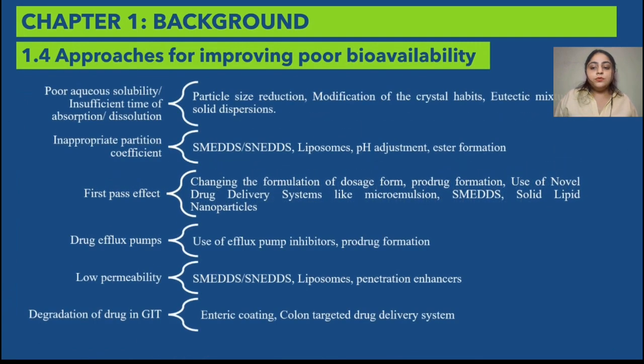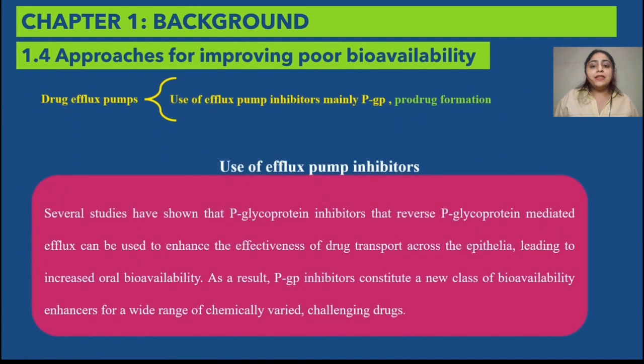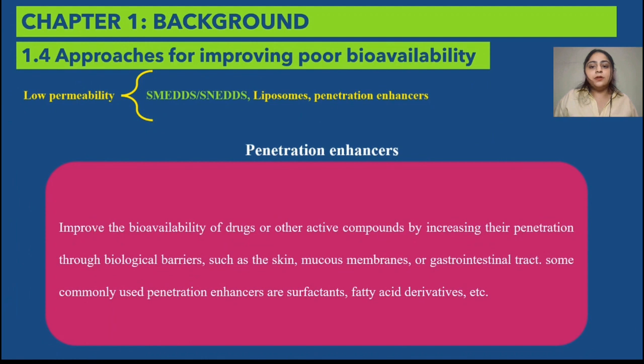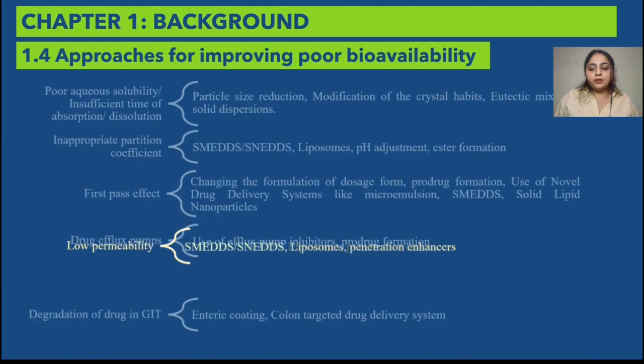Now we move on to drug efflux pumps. Many drug efflux inhibitors can be used to inhibit these pumps and increase the bioavailability, as we know that these pumps efflux out the drug, and we don't want our drug to be effluxed out. So what we do is inhibit pumps like P-gp by giving P-gp inhibitors, so the bioavailability of the drug can be enhanced. Then we can use prodrugs, as we have discussed earlier. Low permeability problems can be solved by SMEDDS and SNEDDS, liposomes, and penetration enhancers.